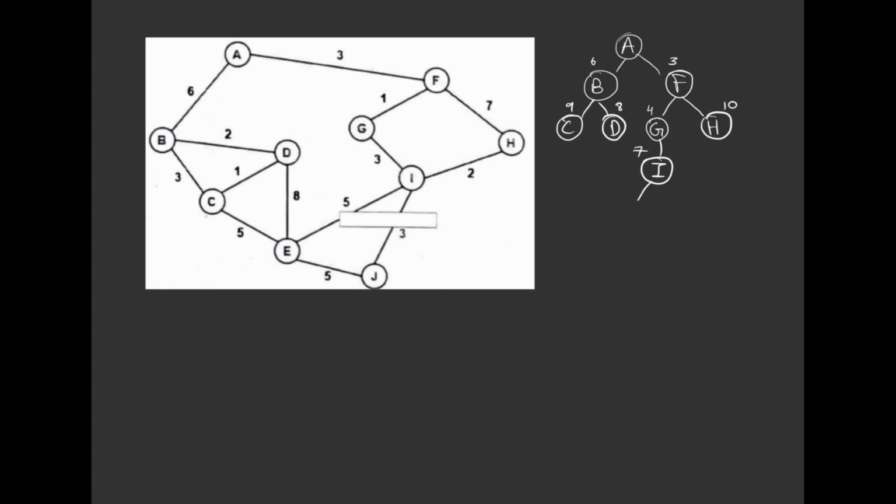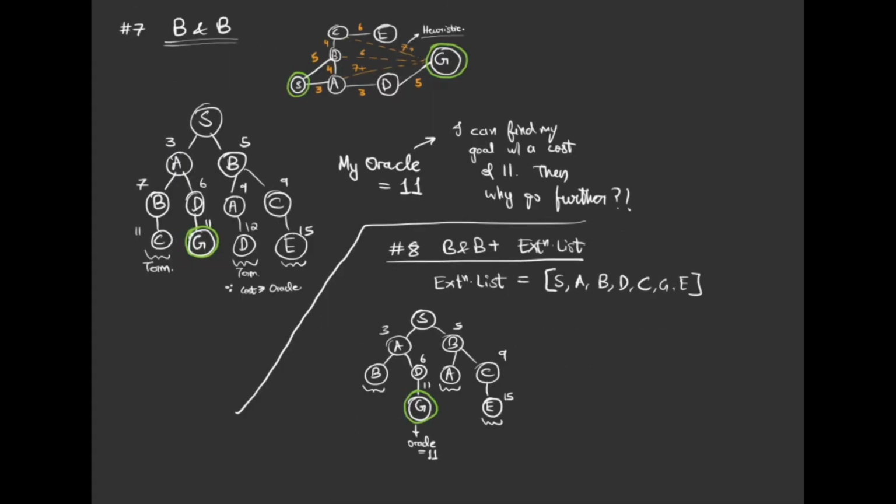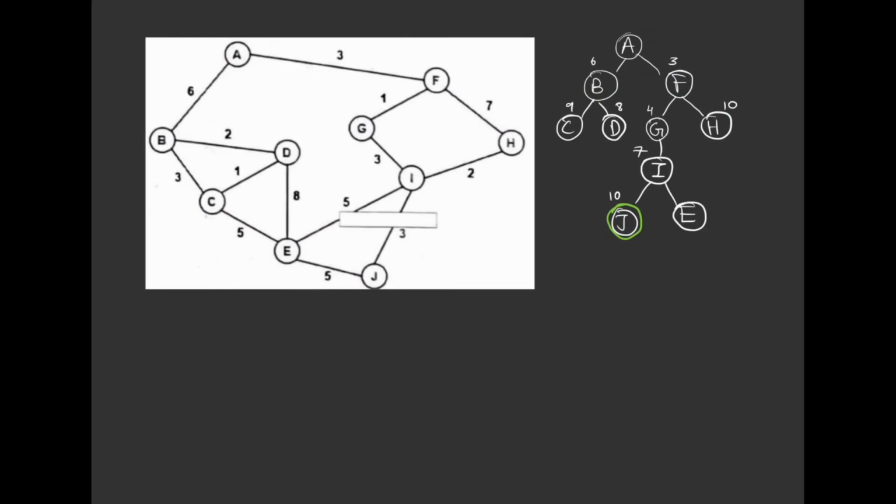From I you can either go to J or you can go to E, and J is going to take you 7 plus 3, which is 10. There we go, fairly simple. And at 10 you get this guy. Now as we do in branch and bound, we know that 10 is our oracle. So what is the cost to E now? 7 plus 5, which is 12. Therefore, terminate. More than 10, terminate.